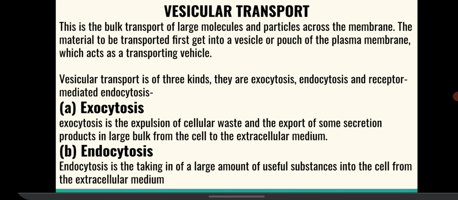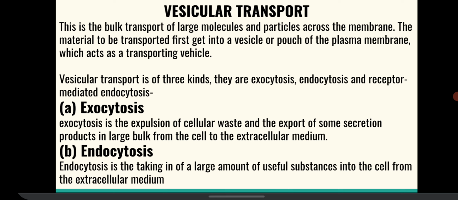Vesicular transport. This is the bulk transport of large molecules and particles across the membrane. The material to be transported first gets into a vesicle or pouch of the plasma membrane, which acts as a transporting vehicle. Vesicular transport is of three kinds. They are exocytosis, endocytosis, and receptor-mediated endocytosis.